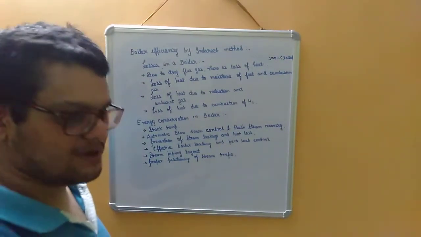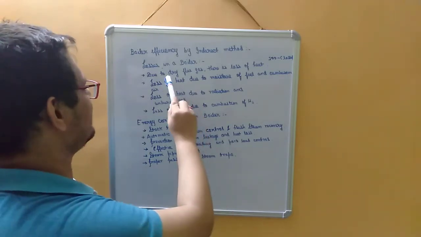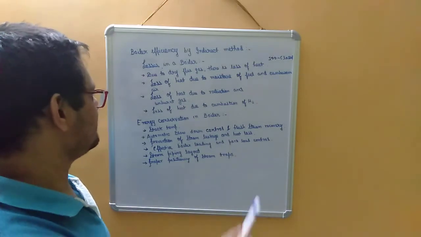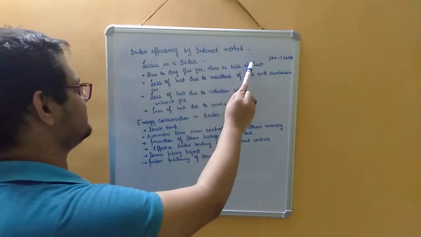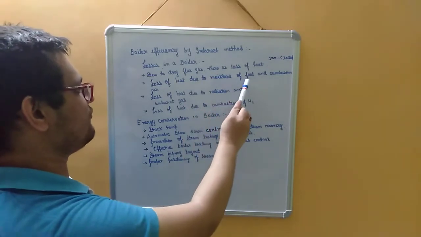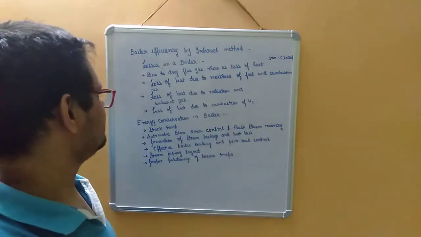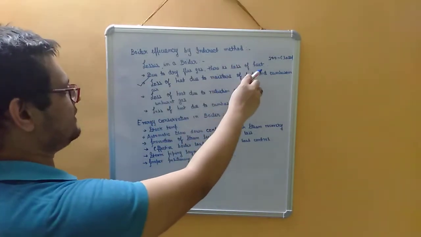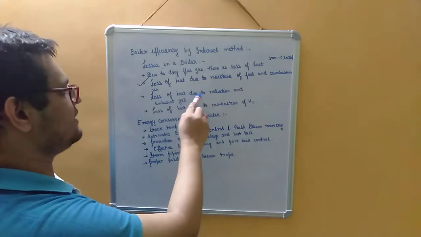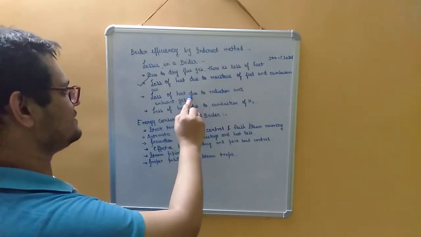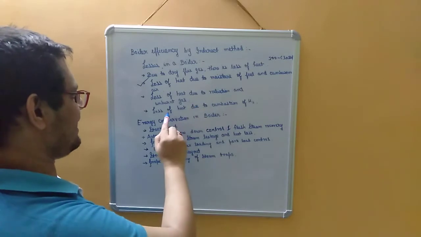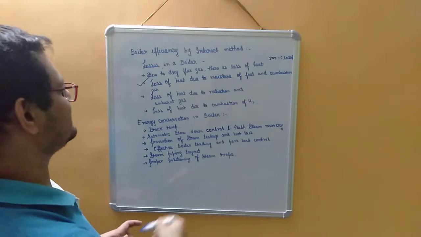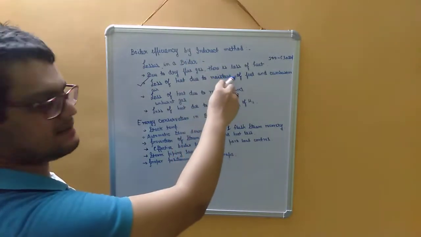So first of all, we can see the first type of loss, that is the loss of heat due to the dry flue gas. If there is flue gas, there may be a loss of heat. Other is the loss of heat due to the moisture of fuel and combustion air. This is one of the basic major issues where the heat loss takes place. Other is the loss of heat due to radiation and unburned gas. This is quite common in the case of a boiler, and other is the loss of heat due to the combustion of hydrogen. So we know these are the basic losses which take place in a boiler.